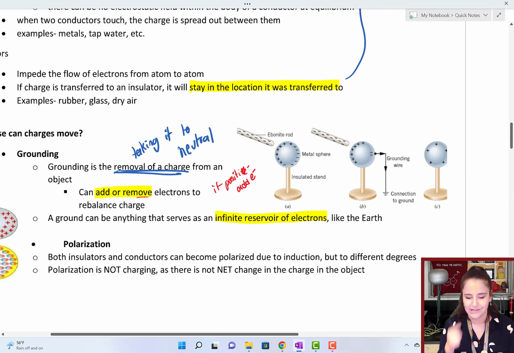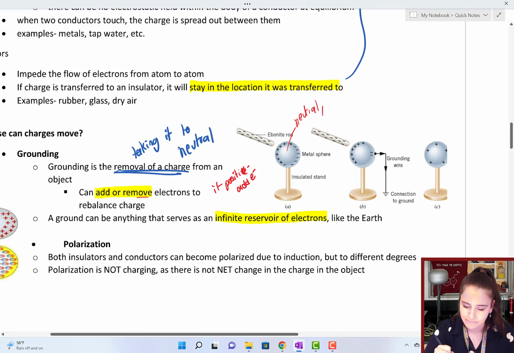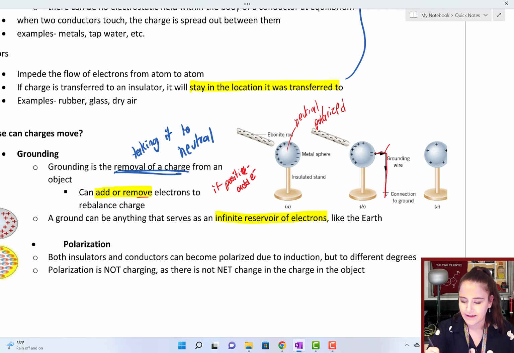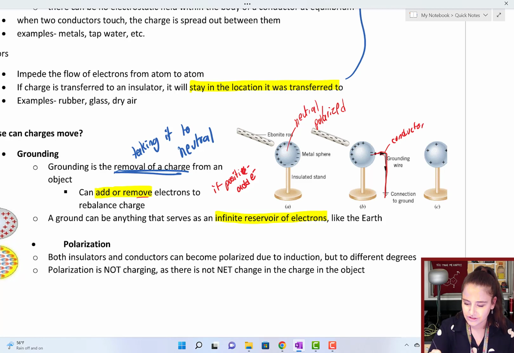For example, we can also use this to charge things. Here we have an ebonite rod that is negatively charged being brought toward a metal sphere. And right now this is neutral but polarized. Now, if we touch the grounding wire on it, that is a wire, it is a conductor, meaning those charges are free to move. So those negative charges are going to get repelled by that negative rod and go to the ground. And then if we remove the grounding wire, we could be left with a net positive charge, just by using the grounding while it's polarized.